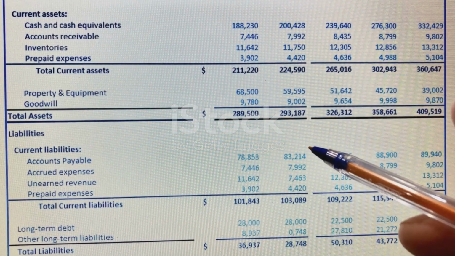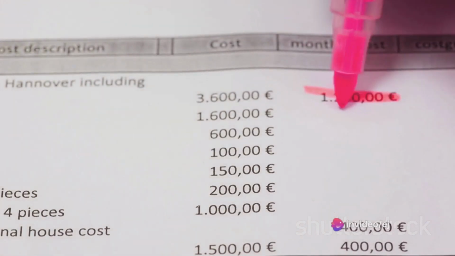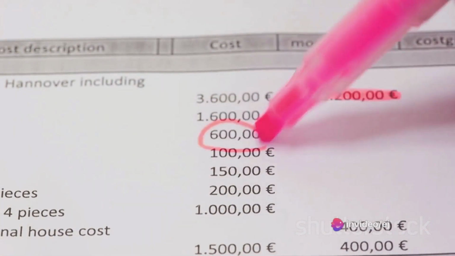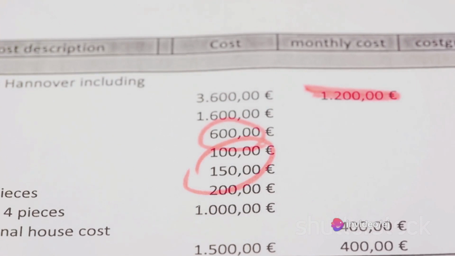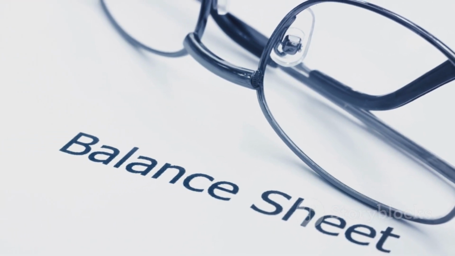First up, the balance sheet. This is essentially a snapshot of a company's financial condition at a specific moment in time. It shows us what a company owns, owes, and the equity it holds. It's like a financial X-ray, revealing the bones of the business.